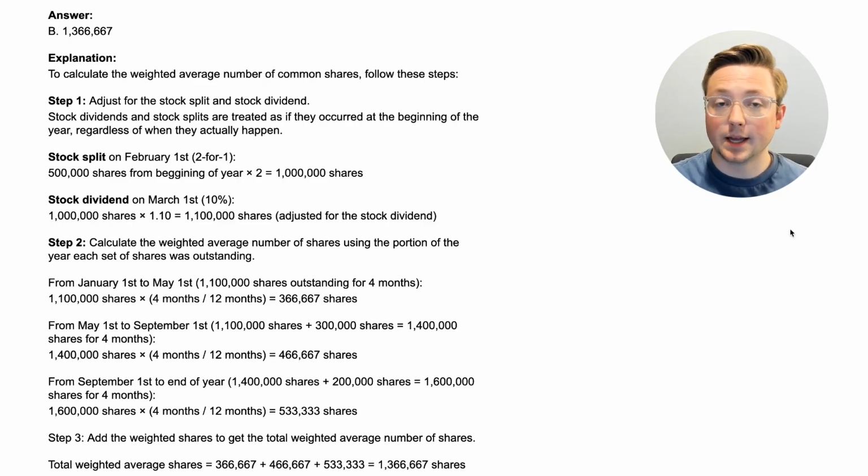So let's walk through this. Again, we're dealing with a stock split and a stock dividend and just trying to figure this out. This is going to be a slightly different way of calculating the weighted average because I wanted to show you 2 different ways to think about it. So let's start. Step 1.